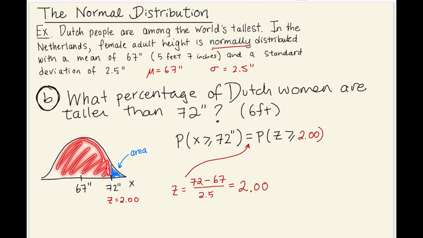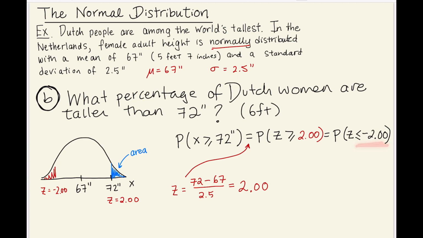So one thing that I can do to figure out this area is use symmetry and use the fact that this blue area is the same as the area to the left of z equal negative 2.00. Okay, so in other words, this area is the same as the area given by this probability. So we're going to be looking up negative 2 in our normal table instead.